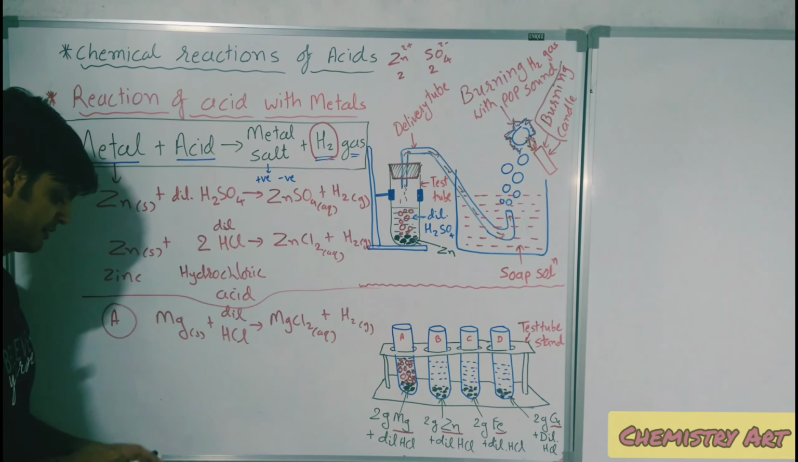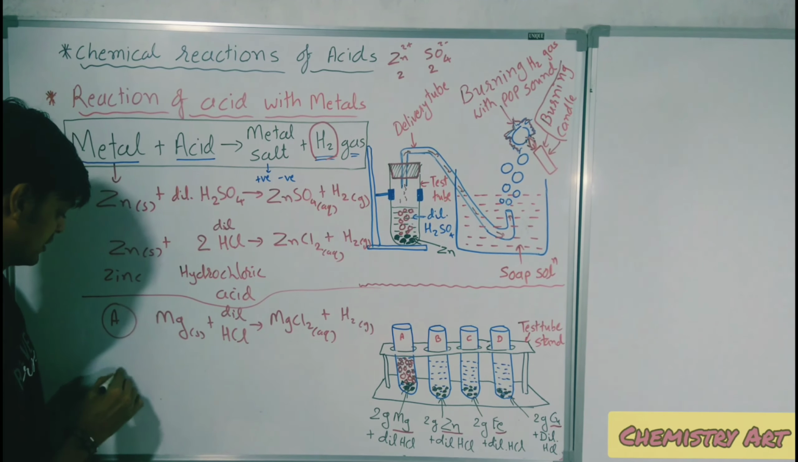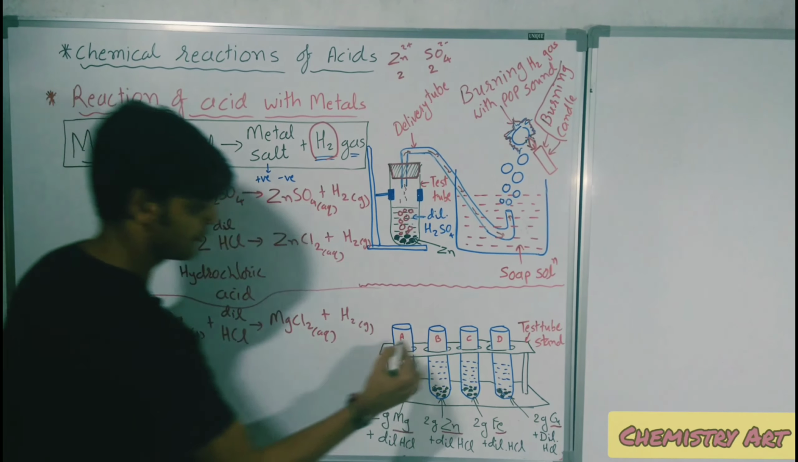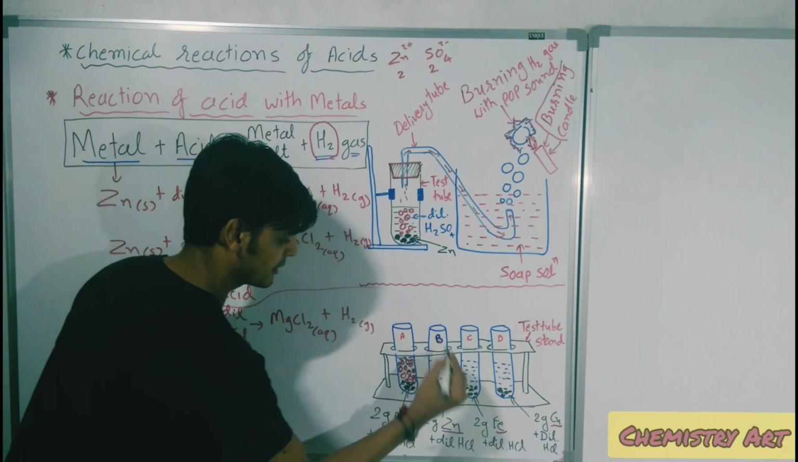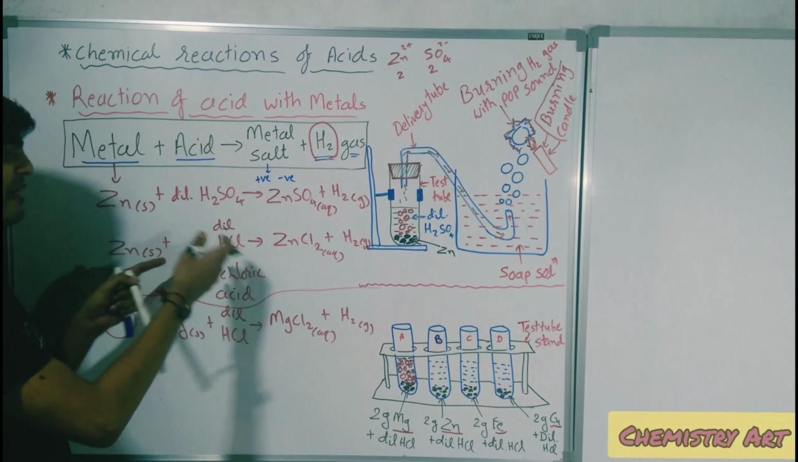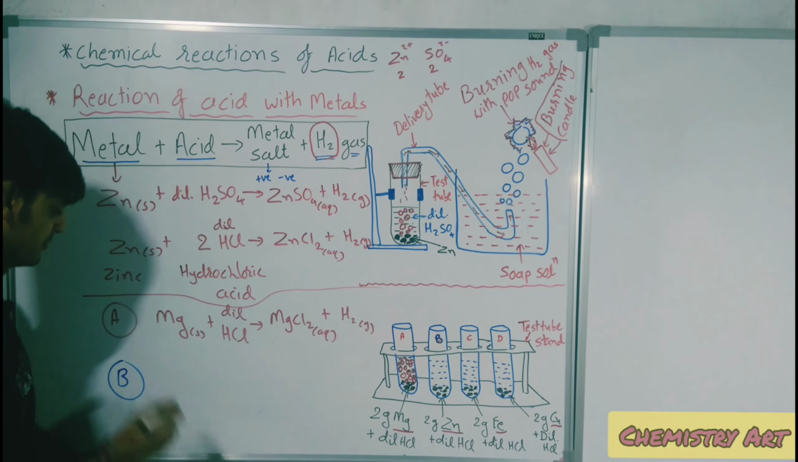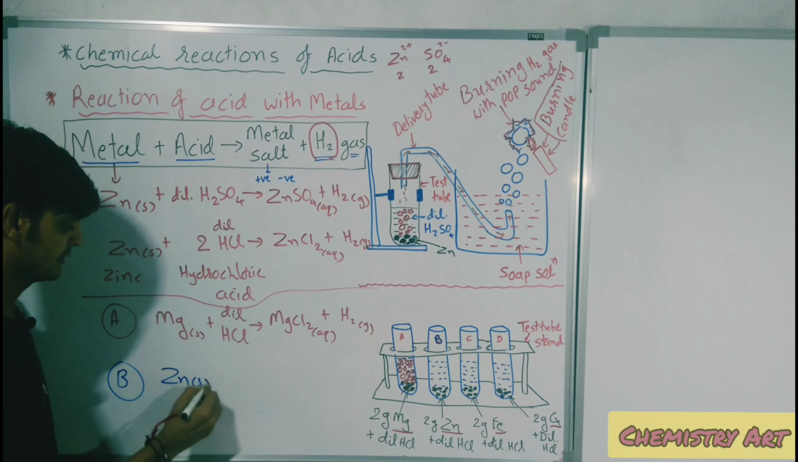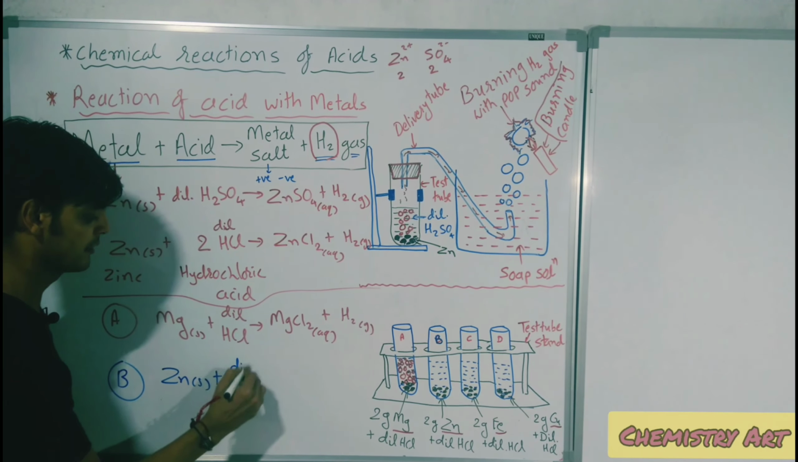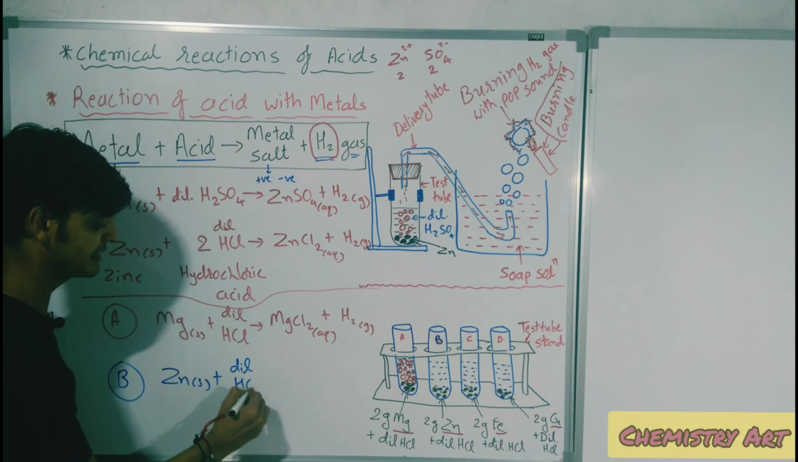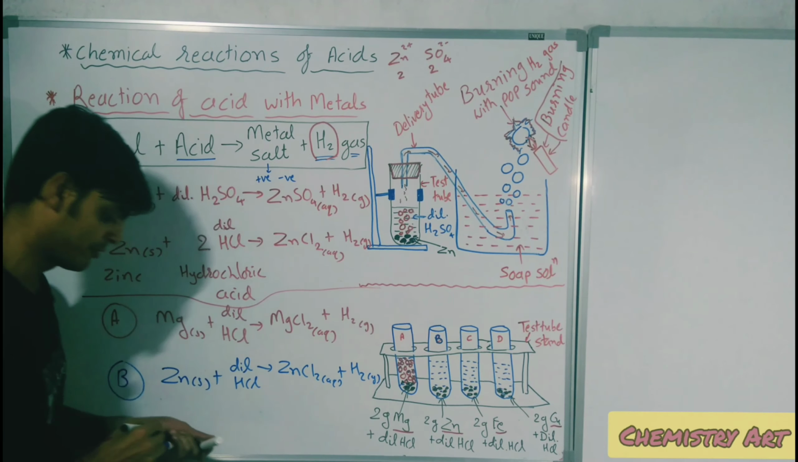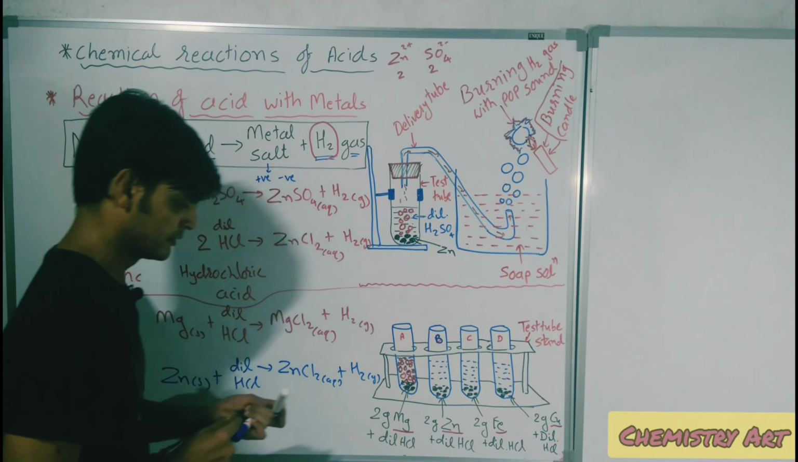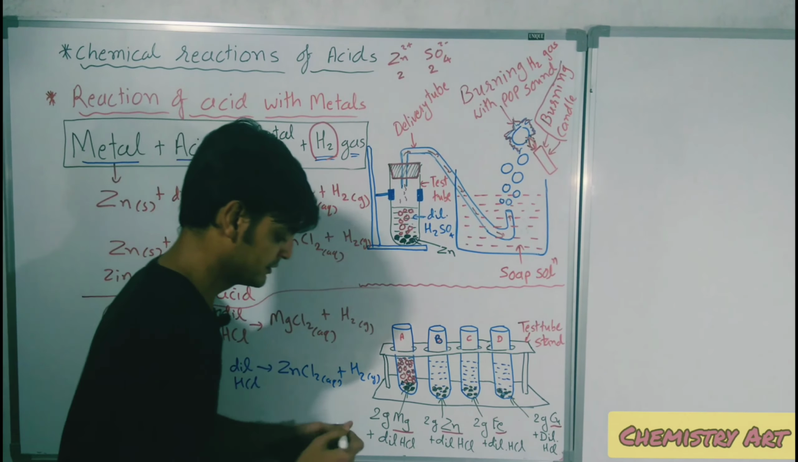Now let's check another test tube, B. Let me take another marker for B. What have we taken in B? Zinc metal. I have already written it here, but I will write again. Zn, solid, plus diluted hydrochloric acid. What will it form? ZnCl2 aqueous plus hydrogen gas. They are forming hydrogen gas. Now let me show the amount of hydrogen gas which is formed.